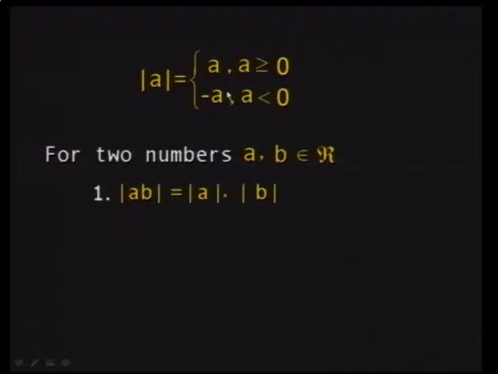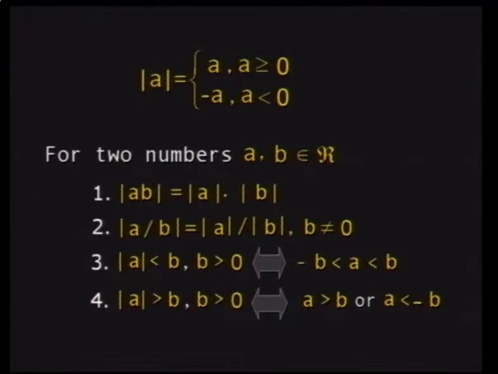So for two numbers, A and B elements in R, these relations hold. The absolute value of AB is equal to the absolute value of A times the absolute value of B. We shall not dwell on this because these are known, pre-calculus kind of relations. When modulus of A is less than B, it means that A lies between minus B and B. And same thing here, when modulus x, for example, is greater than 3, then x is either greater than 3 or less than minus 3.